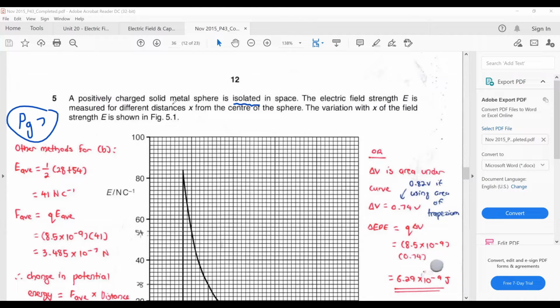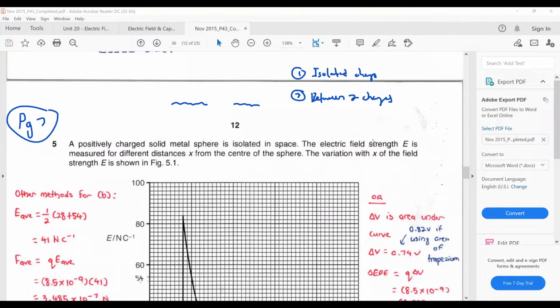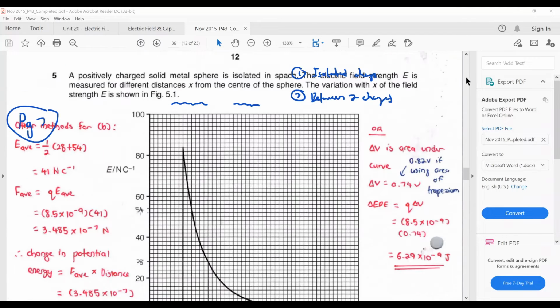isolated metal sphere. So I mentioned to you that under electric field there are usually two question types. The first one is for isolated charge. The second one is between two charges. You notice that a lot of questions you have for electric field are either isolated charge or between two charges, and then the corresponding graph you get is usually very different.